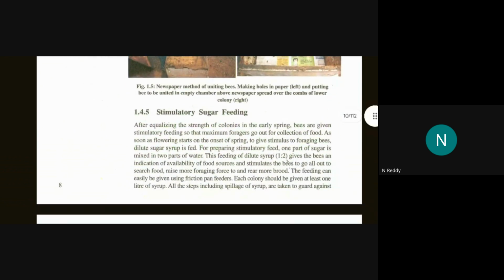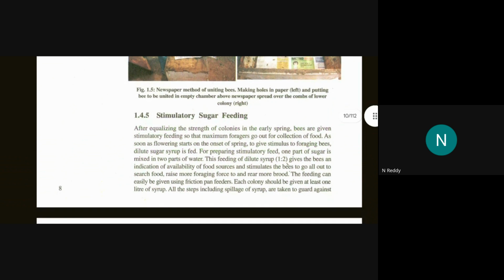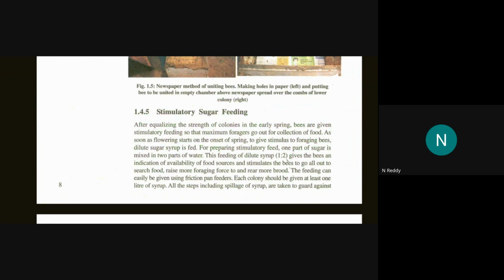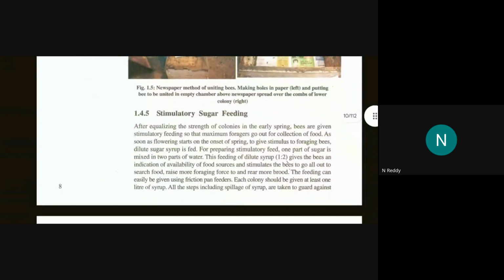You can feed in different ways. I told you, you can place it in a bowl with coconut coir within it, so that the bees can sit on that and feed on the sugar syrup. Or else you can make a small hole on the lid of a plastic bottle, and the plastic or glass bottle jar will be completely filled with this syrup, and you can place it horizontally, so that the syrup will leak very slowly, drop by drop, and it will be fed on by the worker bees of the colony.